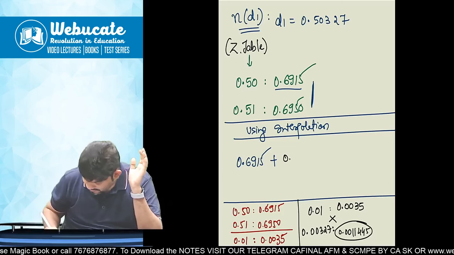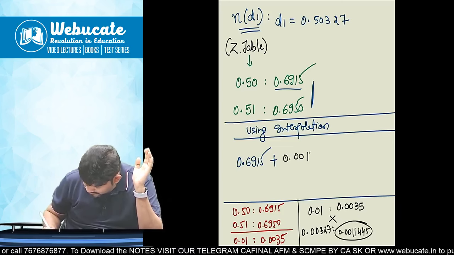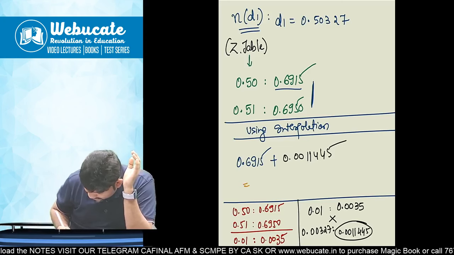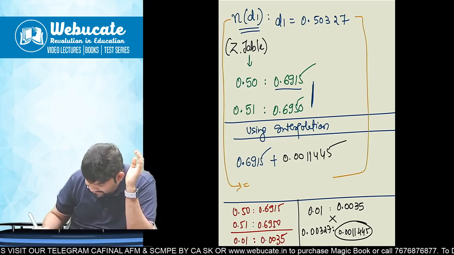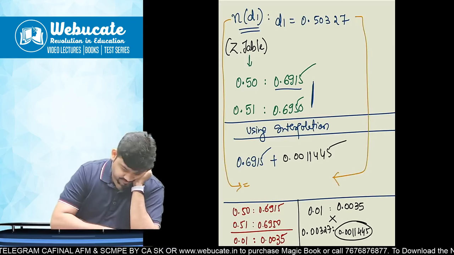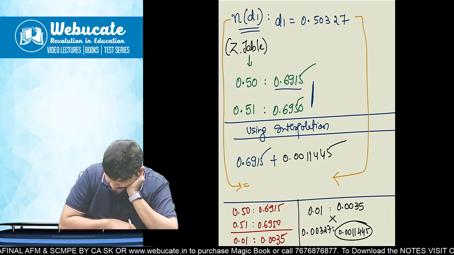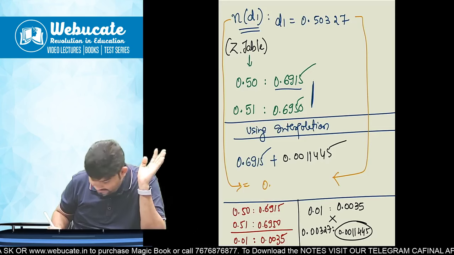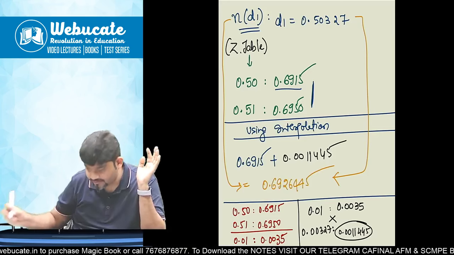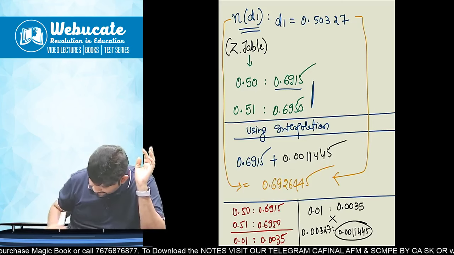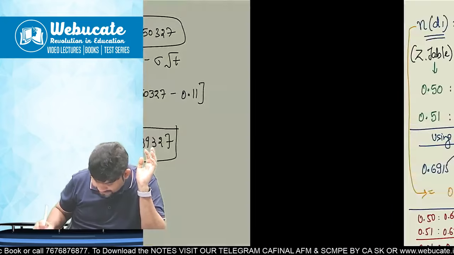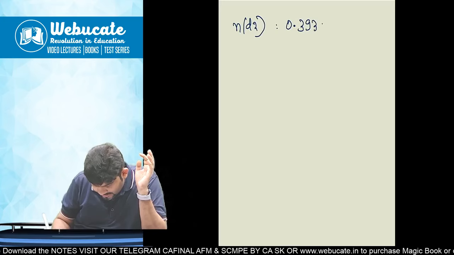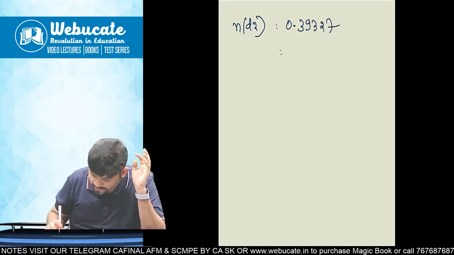So 0.0011445. So this works out to how much? Finally, ND1 at 0.5327 works out to 0.6915 plus 0.011445, and this works out to 0.6926445. Got it? And then there is ND2, which is 0.39327. So let's solve for this in the same way.